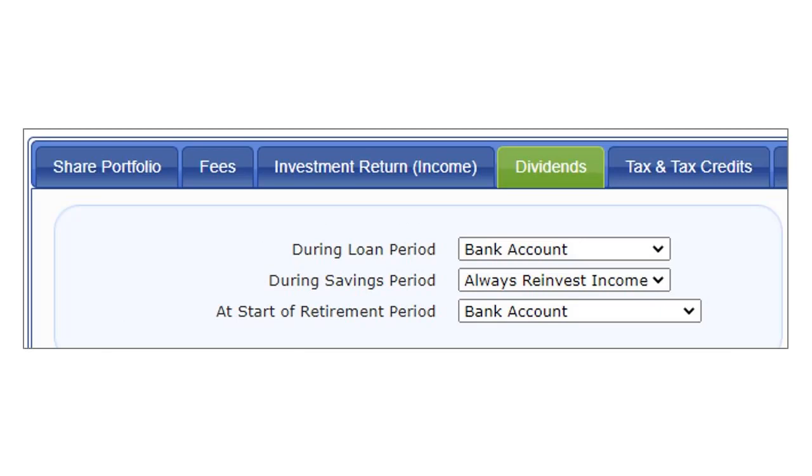With the share account, there are three options for dividends. The additional option is where dividends should be paid if there is a loan. The option for the loan will override the other options for either savings or retirement phase when applicable. These are the options: during the loan, bank account or always reinvest; savings period, bank account or always reinvest. In the retirement period, you have an additional option, which is to reinvest until a specified year.